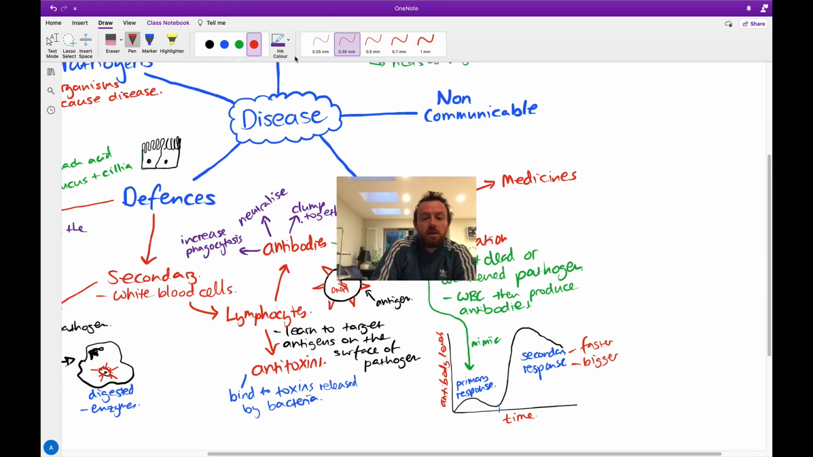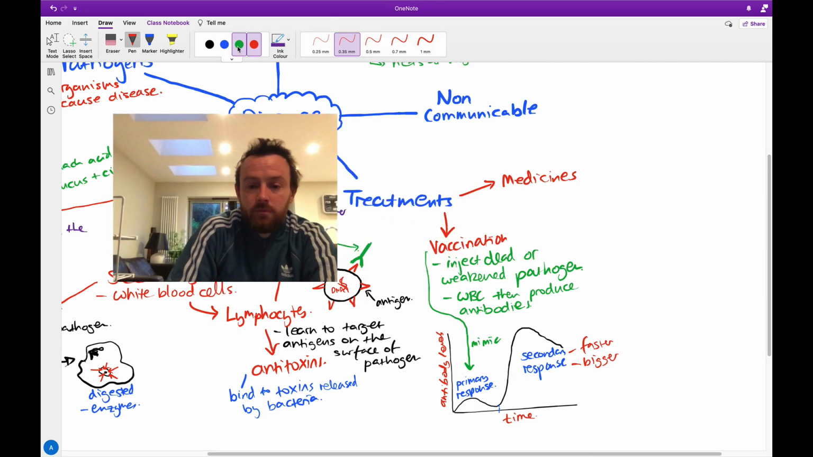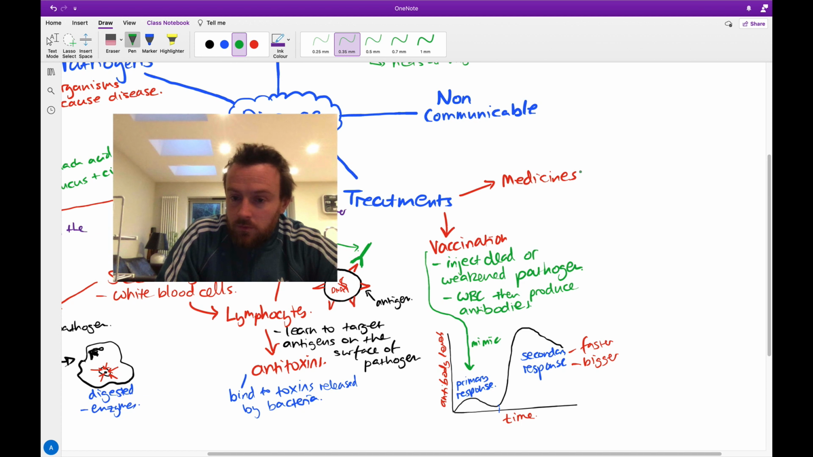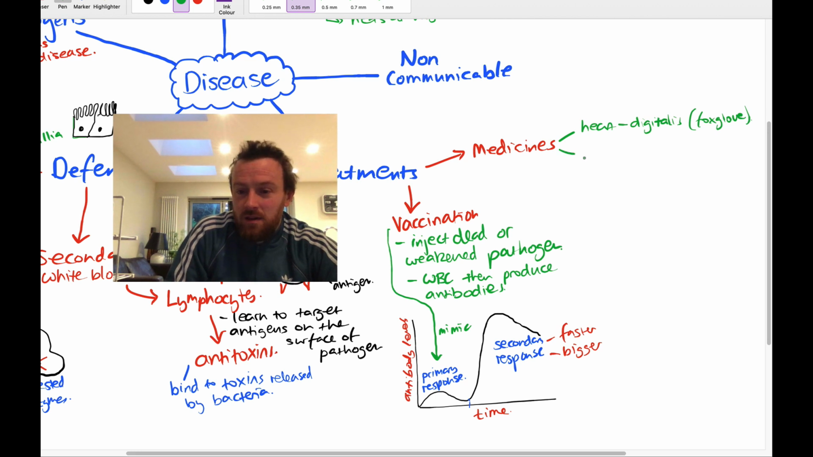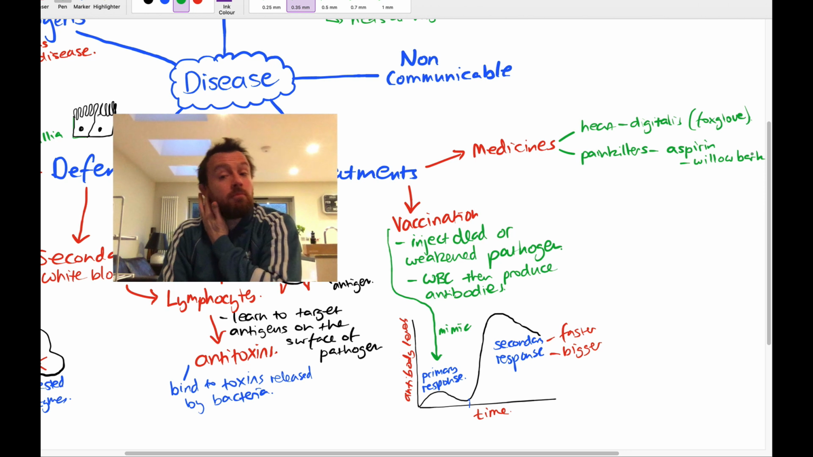Okay, so medicines, we need to know about a couple. What color should I do? Green. Okay, so you've got medicines like heart medicines, and the example you need to know is digitalis, which comes from a foxglove, which is a plant. We've got painkillers, and the example is aspirin, and that comes from willow bark. You need to know where these things come from.